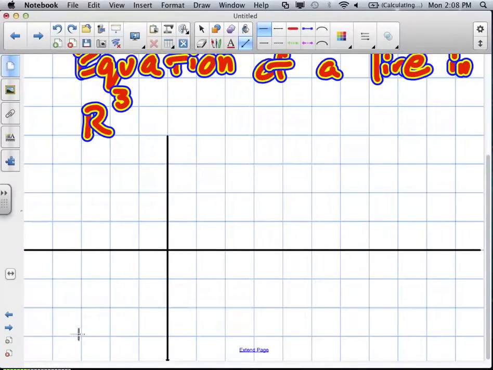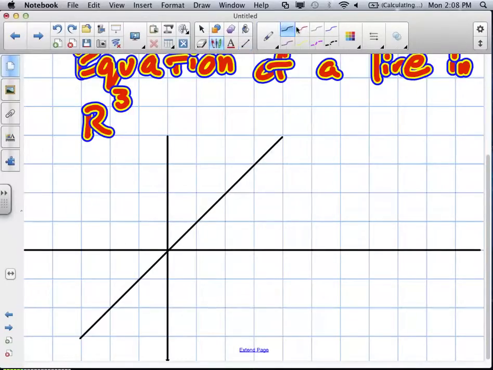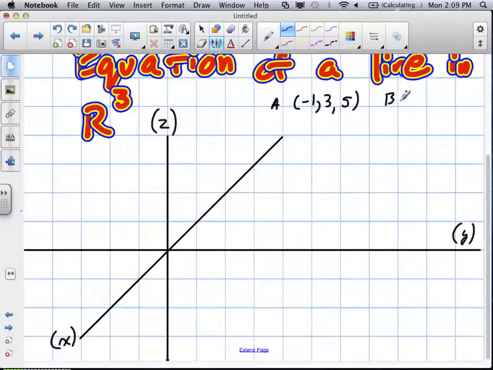Okay, so here's our three space. We have our x-axis, our y-axis, and our z-axis. And example one gives us a point A. Point A is at negative 1, 3, and 5. And point B is at negative 3, 3, and negative 4. It says to calculate possible direction vectors for this line.